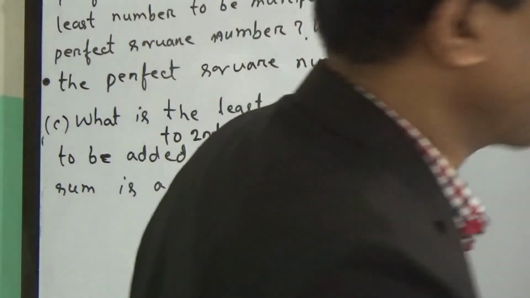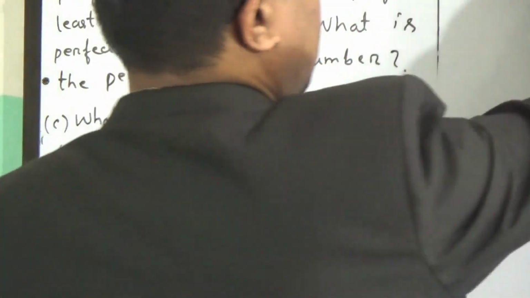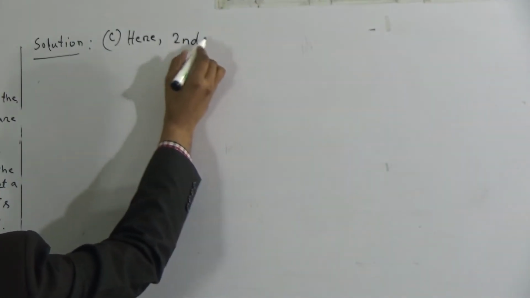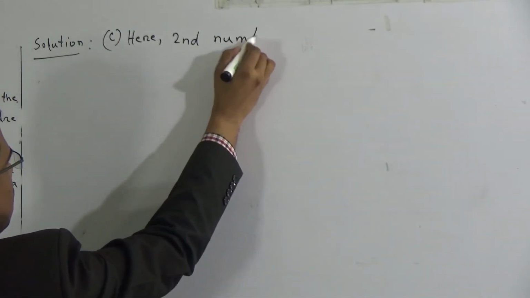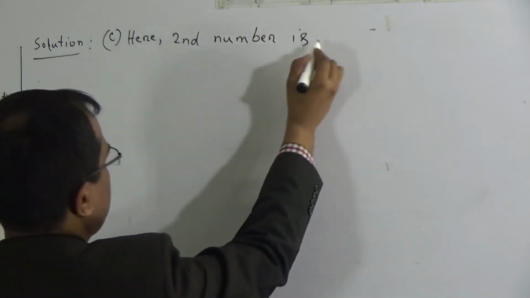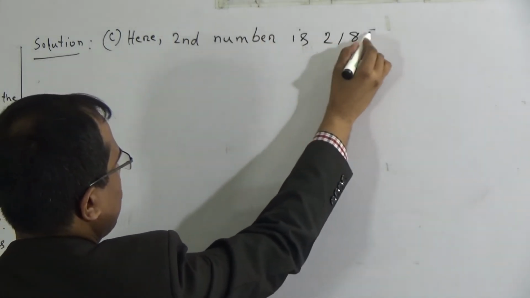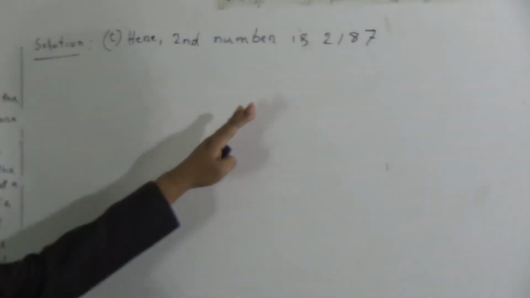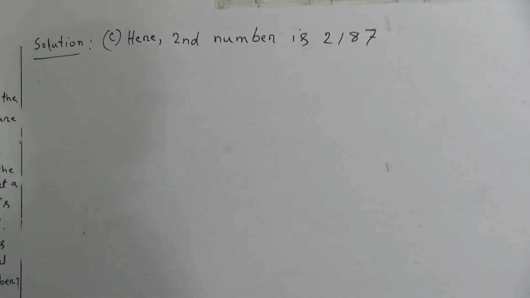So at first we will write second number. Here second number is 2187. Now it is not a perfect square. We have to find which number is to be added to it so that the number will be a perfect square.